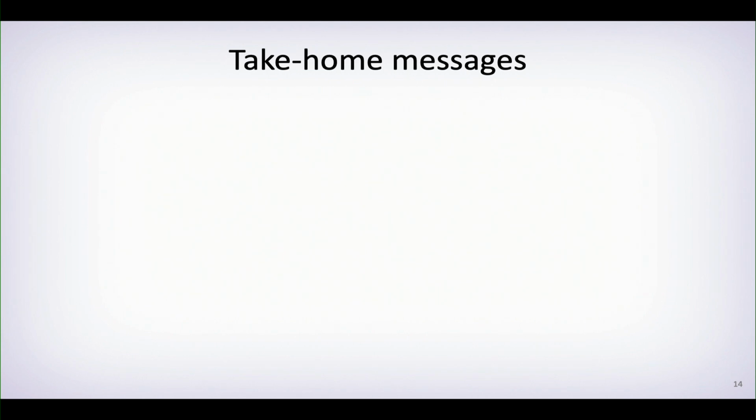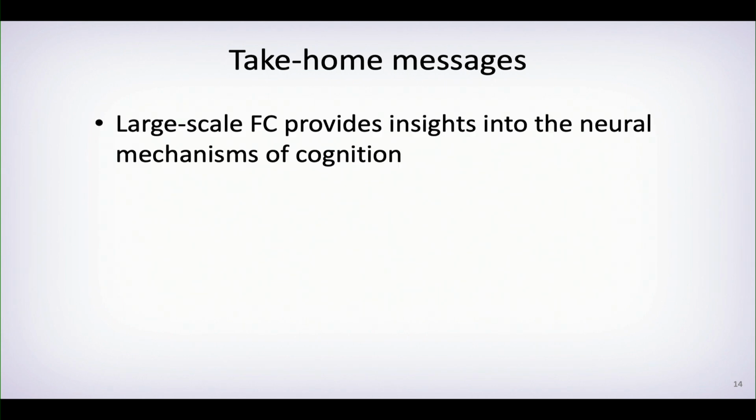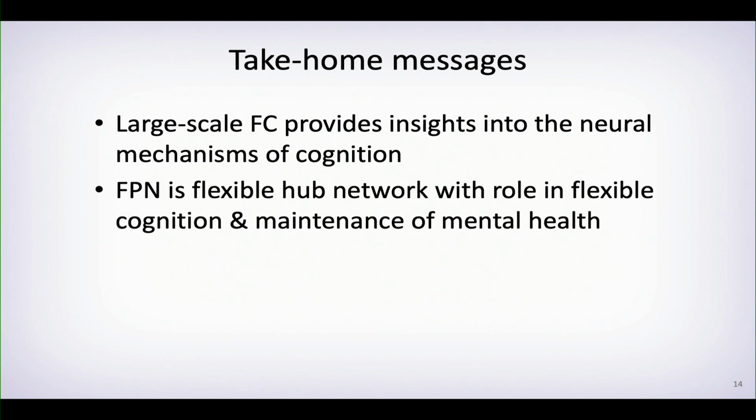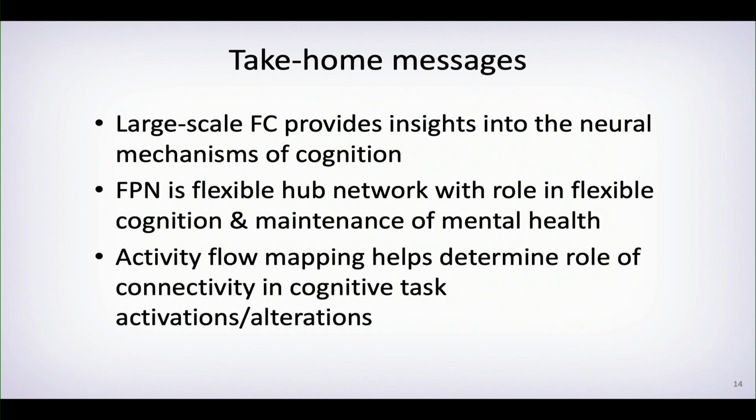Okay, so some take-home messages. I provided some evidence that large-scale functional connectivity gives some insights into the neural mechanisms of cognition. Also, the frontoparietal network is a flexible hub network with a role in flexible cognition, and also, because of its domain general nature, the maintenance of mental health. And finally, I provided some evidence that activity flow mapping helps determine the role of connectivity in cognitive task activations and also alterations in different clinical conditions.